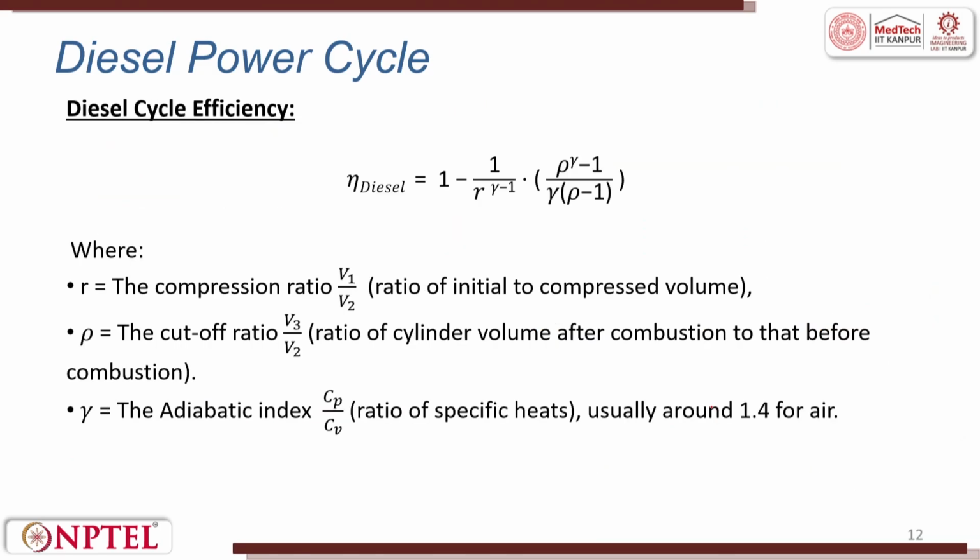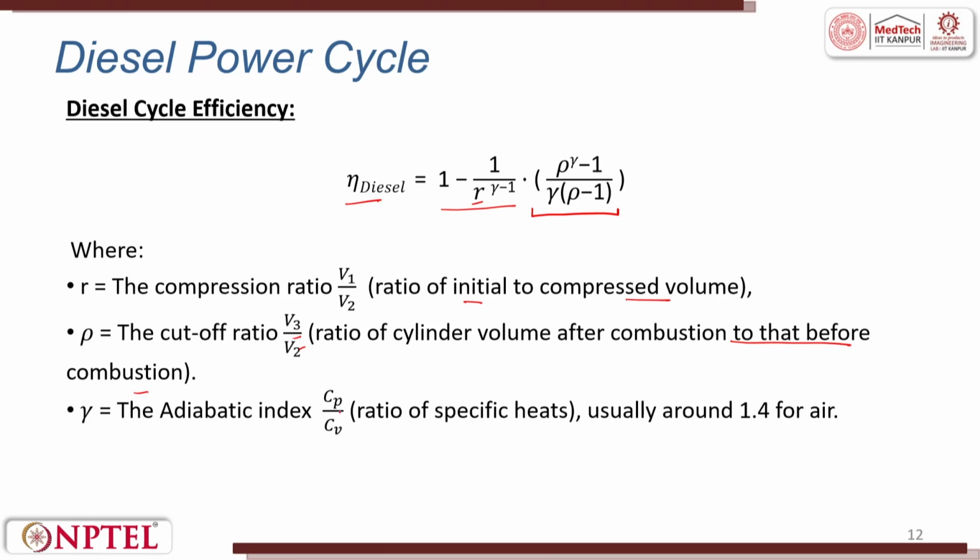Let me try to see some relations in the diesel cycle. For instance, the efficiency of a diesel cycle is given by the relation 1 minus 1 by r to the power gamma minus 1. You know r is the compression ratio, gamma is our adiabatic index, and in the diesel cycle there is an additional factor, that is rho to the power gamma minus 1 by gamma into rho minus 1. Rho is the cut-off ratio, that is V3 by V2, the ratio of cylinder volume after combustion to that before combustion. And V1 by V2 is the compression ratio, the ratio of initial to compressed volume.